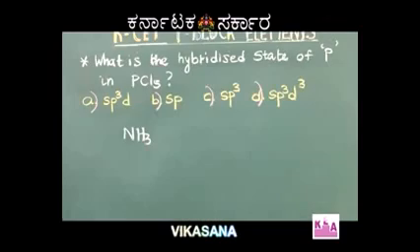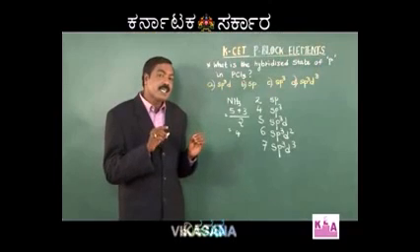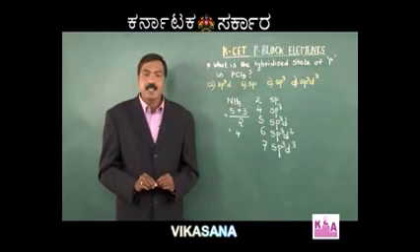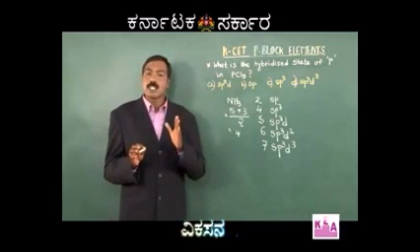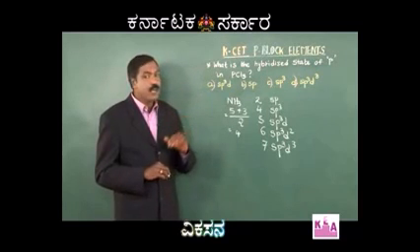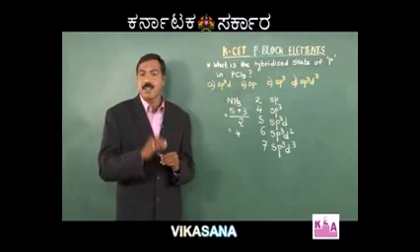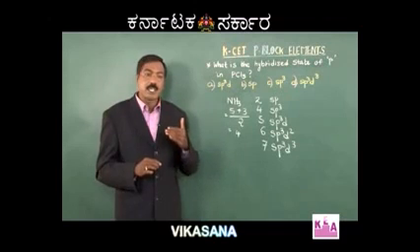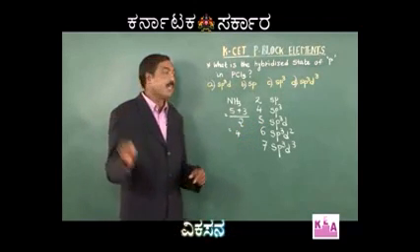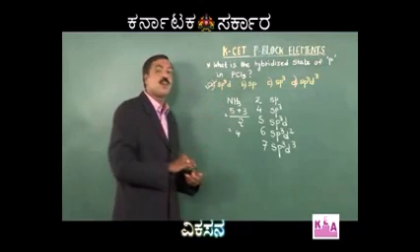Coming back again, what is the hybridized state of phosphorus in PCl5? If it is PCl5, again I am reminding you, the central atom here is phosphorus. Phosphorus belongs to group 15. Group 15 valence electrons are 5. Chlorine is a monovalent atom. 5 chlorine atoms are there. 5 plus 5, 10. 10 divided by 2 is 5. Therefore, my correct option would be sp3d. Therefore, this is my correct option, option A.